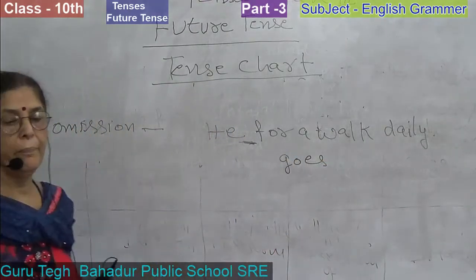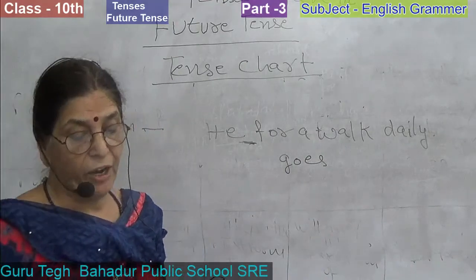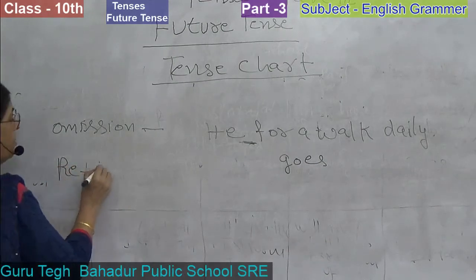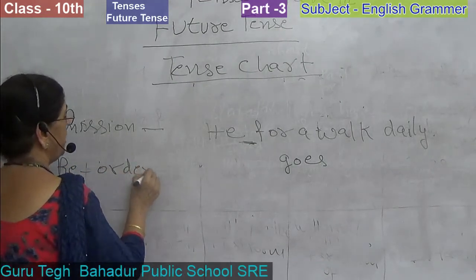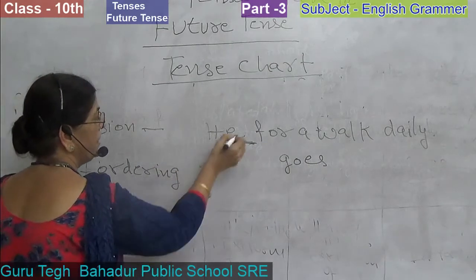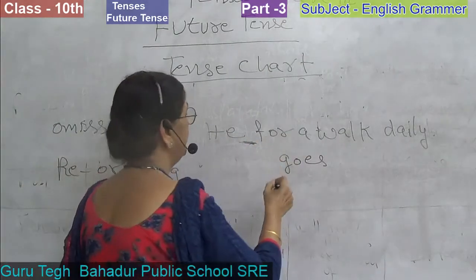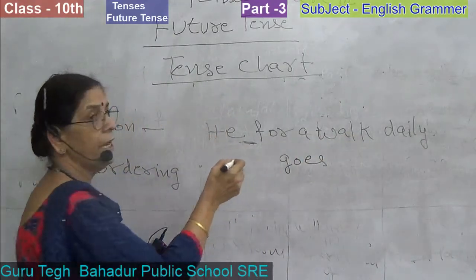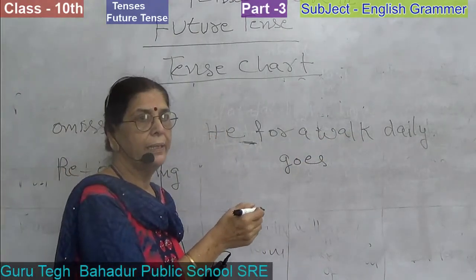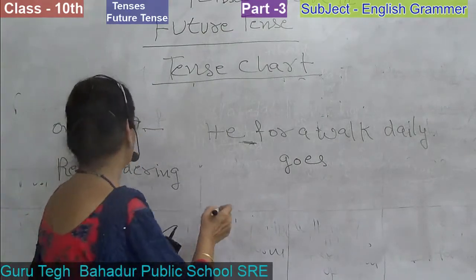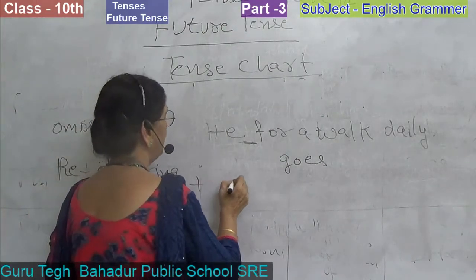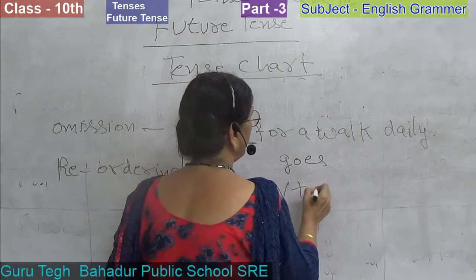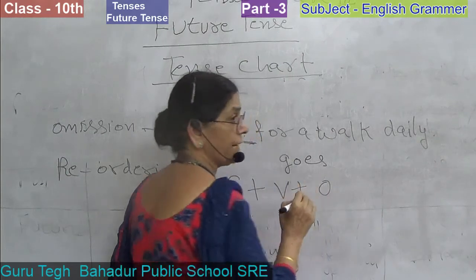The fourth form can be reordering or rearranging. In reordering, the words are intermingled. They are not given in this form. Suppose: walk daily, he goes for. The words are intermingled. Then while reordering, first of all, you have to take the subject, then the verb, and then the object.